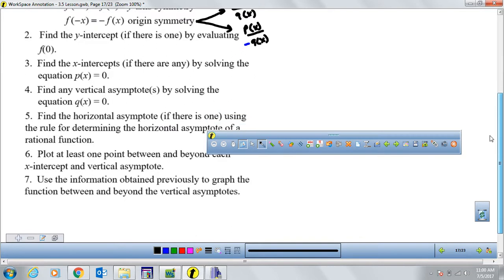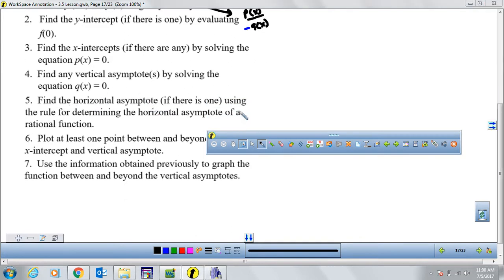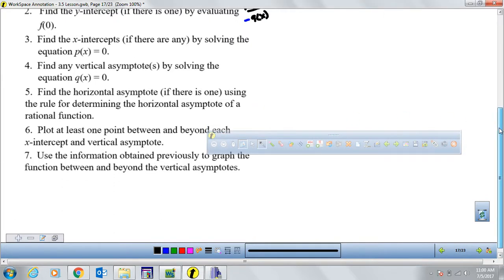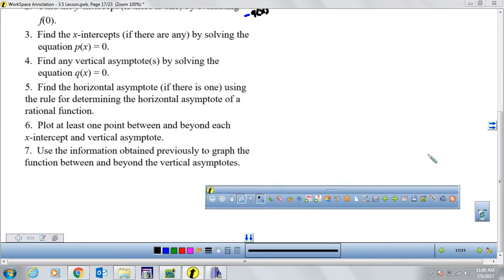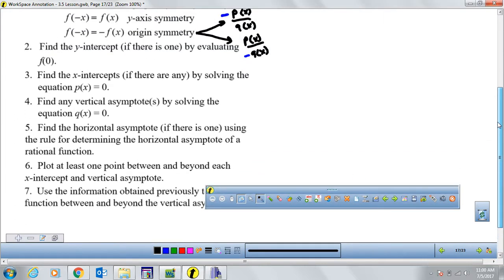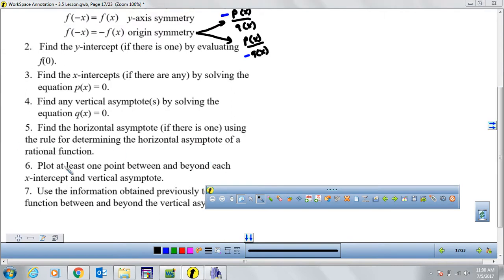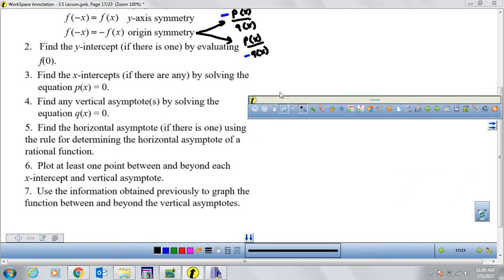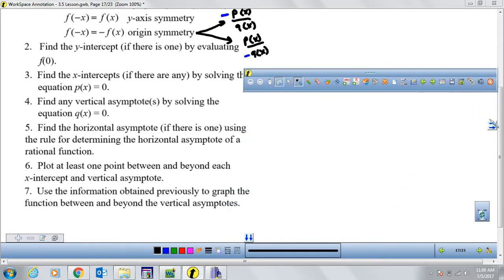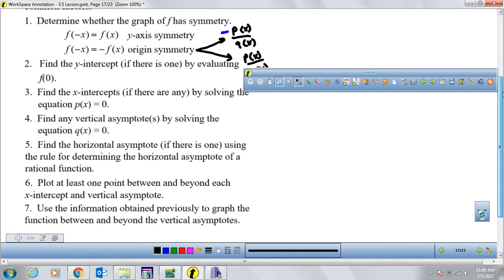Now, step number 5 is the horizontal asymptote. Using the 3 rules of the degrees, you need to determine what the horizontal asymptote is. If it's y equals 0, y equals the division of the coefficients, or no horizontal asymptote. Then, step number 6, you're going to plot at least one point between and beyond each x-intercept and vertical asymptote. So I'm going to go over that on the graph so you understand what that is saying. And then we're going to use all that information to sketch the graph. This is called the 7-step method described in the book.